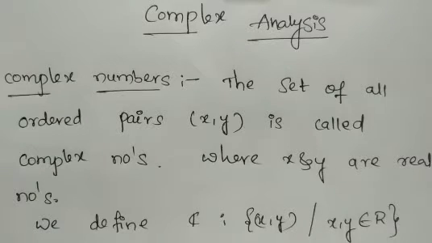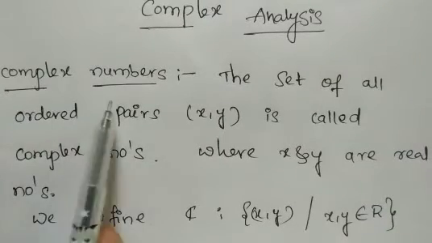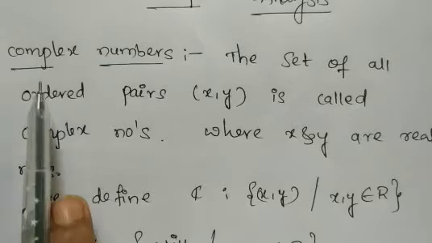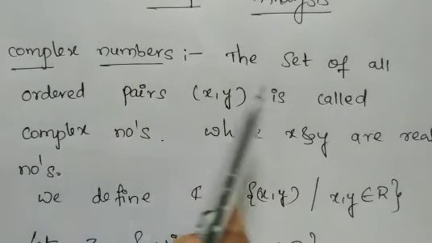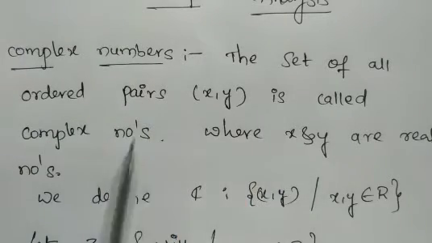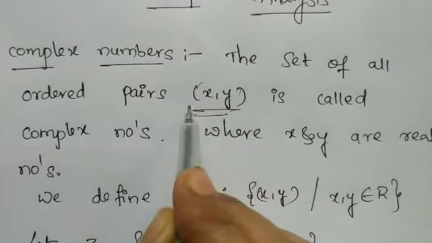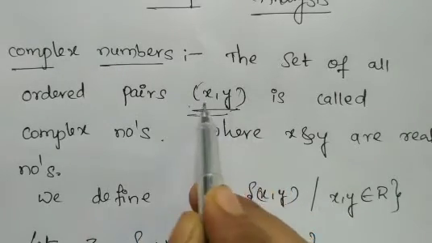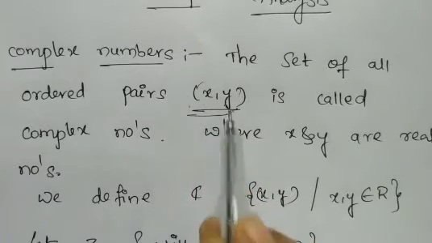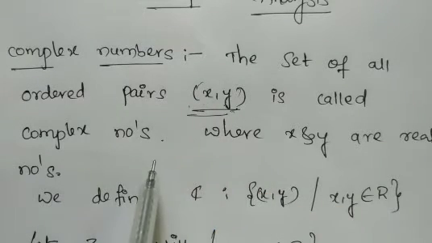Today I will explain complex analysis. So here, what are complex numbers? Let us see the definition of complex numbers. The set of all ordered pairs, that is x comma y. So this is the ordered pair containing x and y terms. Here x and y are real numbers. So this is called complex numbers.